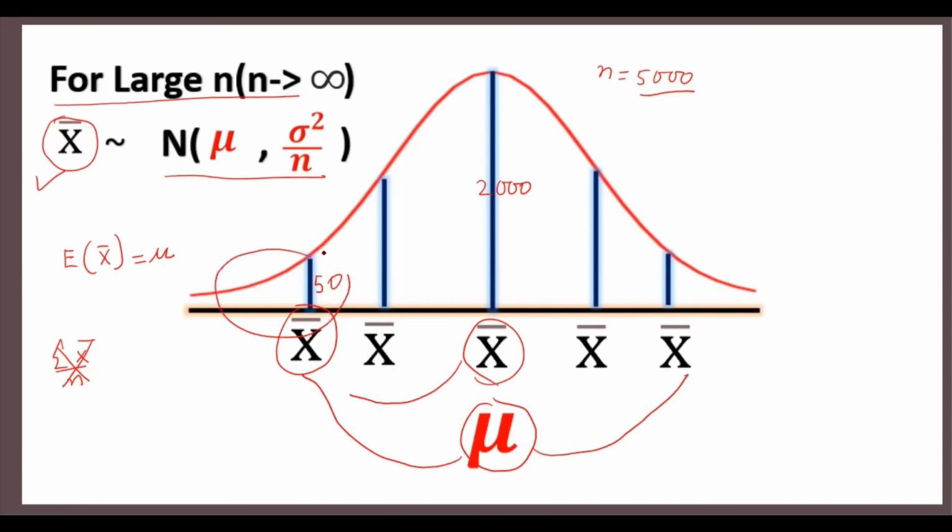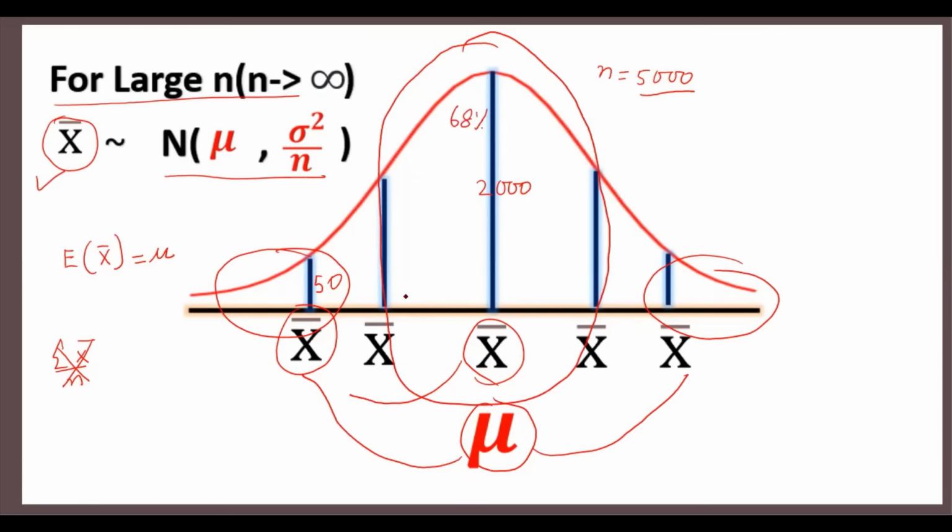The extremes are low, and most of the data are concentrated around mean. When I say data here, we are talking about x bar. The distribution of x bar is normal. That means it will satisfy the property of a normal distribution. Most of the data, around 68% of data will be between mu minus sigma to mu plus sigma. So most of the data you will get around here. Most of the x bars are here.